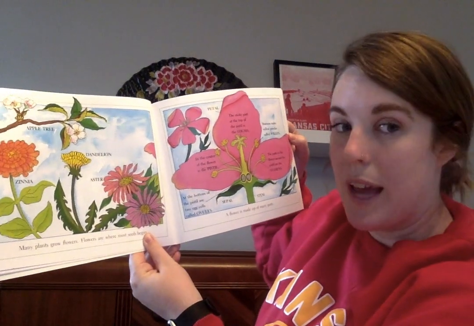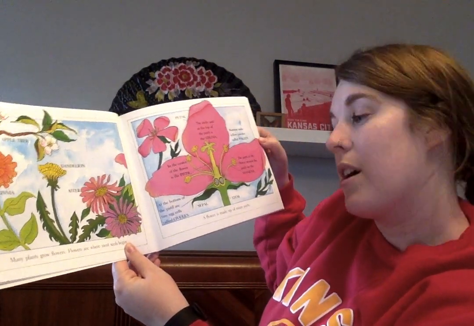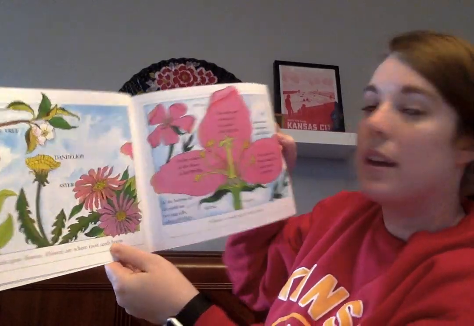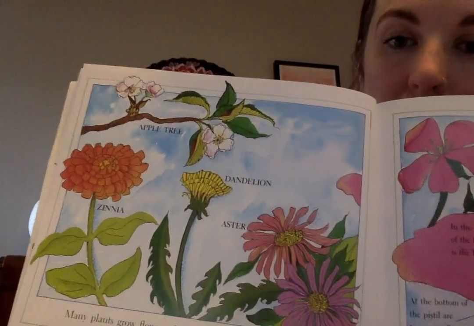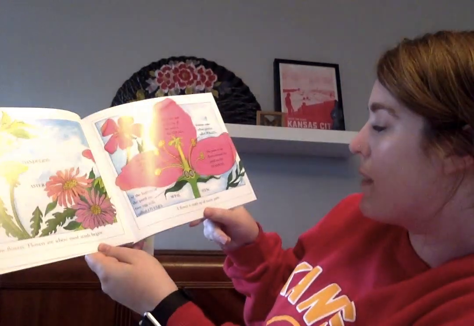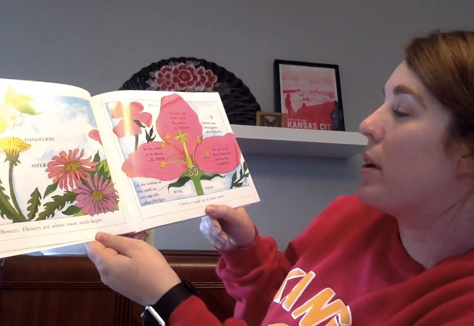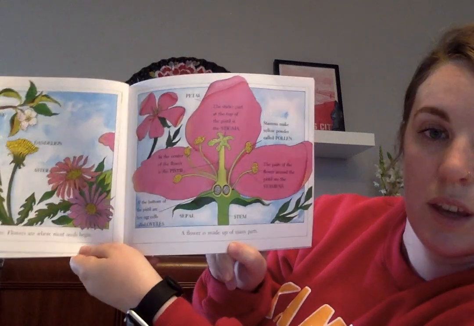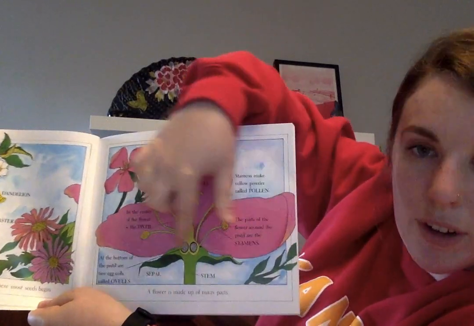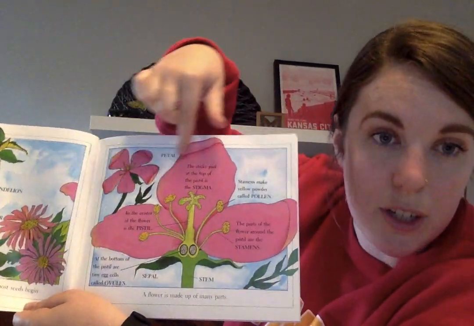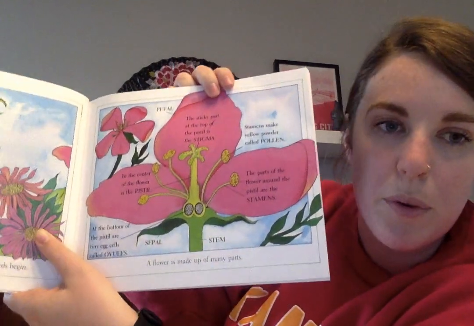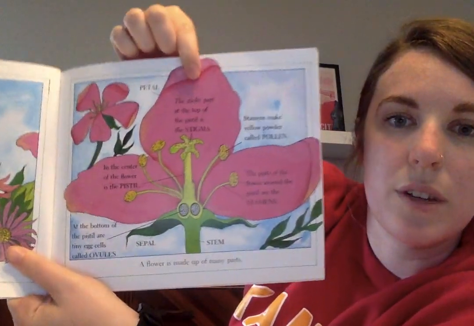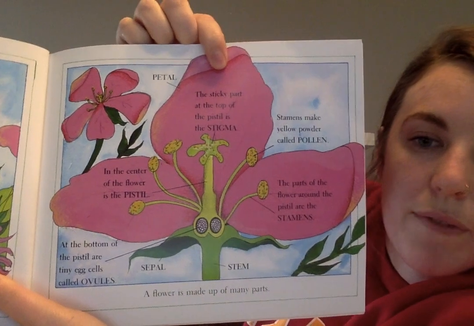Many plants grow flowers. Flowers are where most seeds begin. A flower is made up of many parts. And then here's a nice diagram. Remember, that's a picture that explains a little bit more about something. So here's a diagram of a flower.